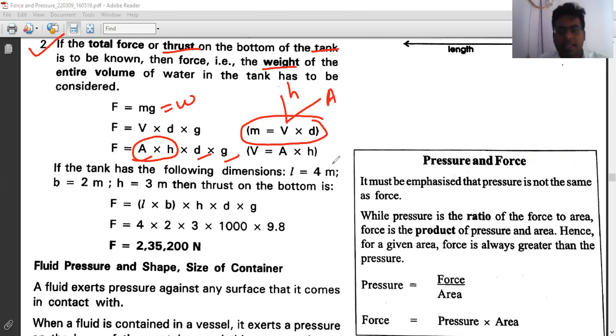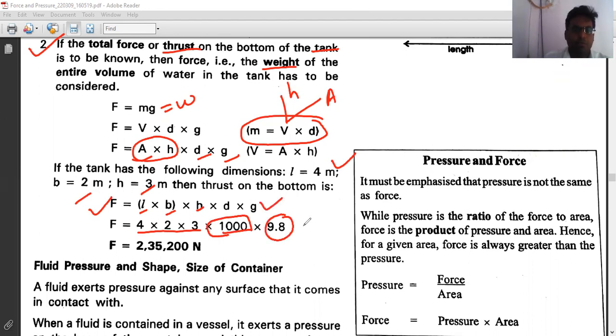Suppose we are taking length as 4 meter, width is 2 meter, and height is 3 meter. Now put in the formula. So put l, b, h, this is the dimension value, and d is the density of the water, and g is the value of acceleration due to gravity. So when we multiply all these terms, we get 2,35,200 newtons, the weight experienced by the water at the bottom, right? So in this way, you can calculate the weight experienced by the fluid at the bottom using this formula.